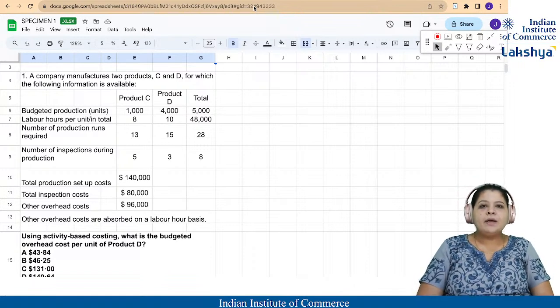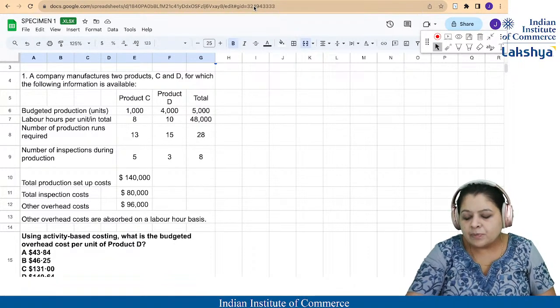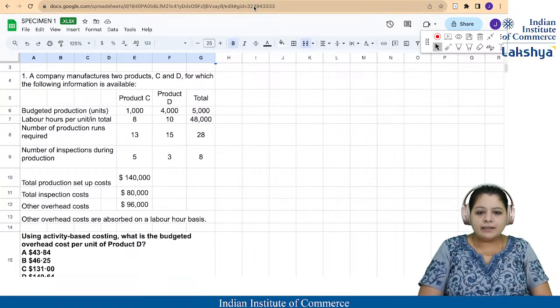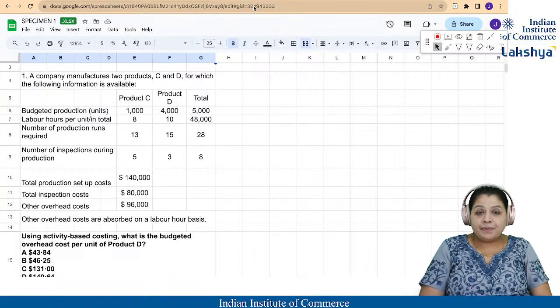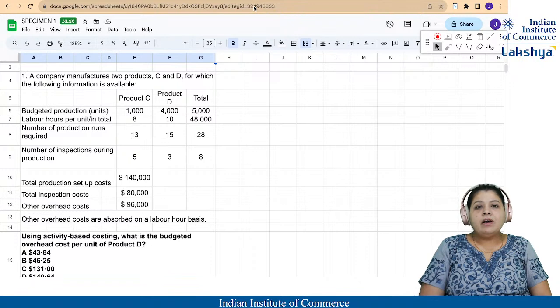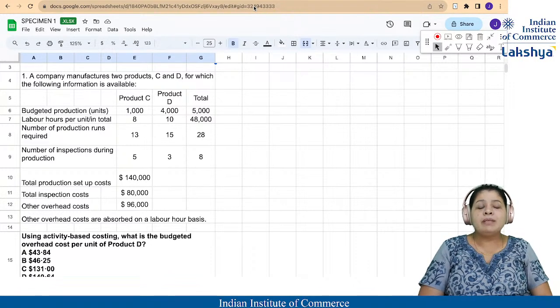Hello, everyone. Welcome to the next Performance Management Revision Revolution class. So, today we are going to do a proper specimen paper, which is a 100 marker paper, and it is something that is already there on your CBE platform.